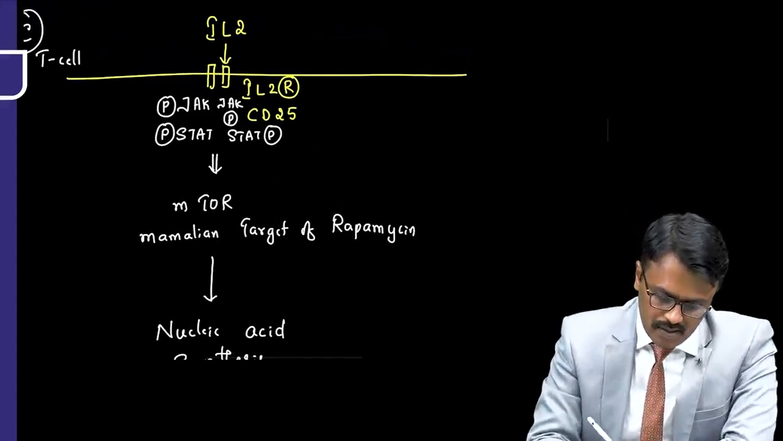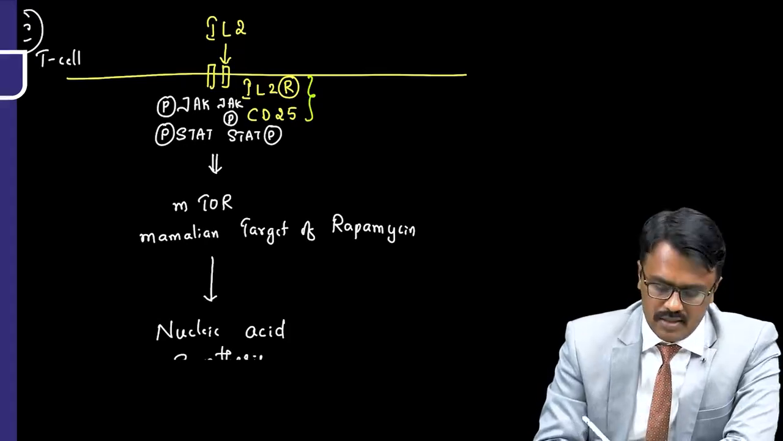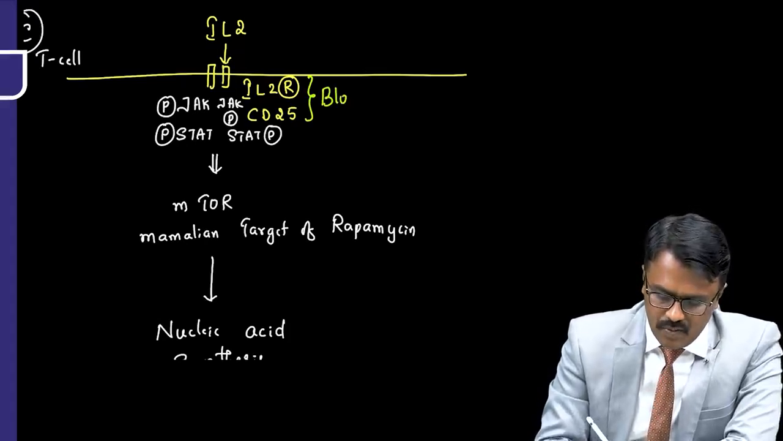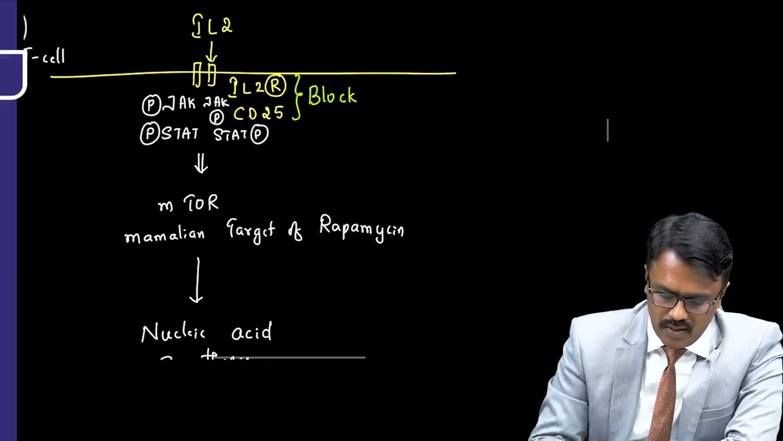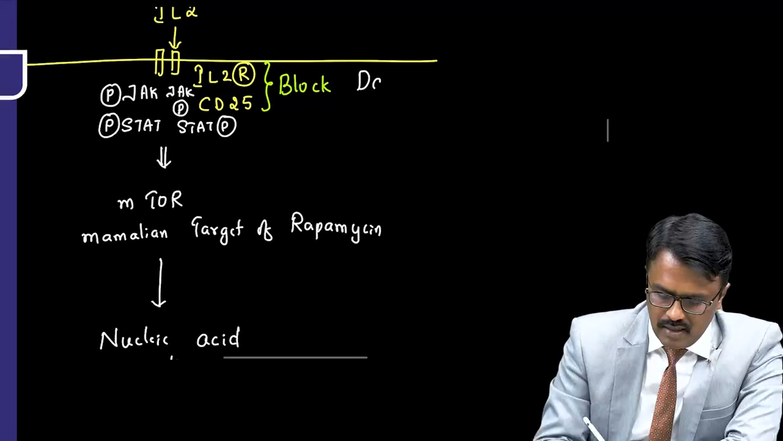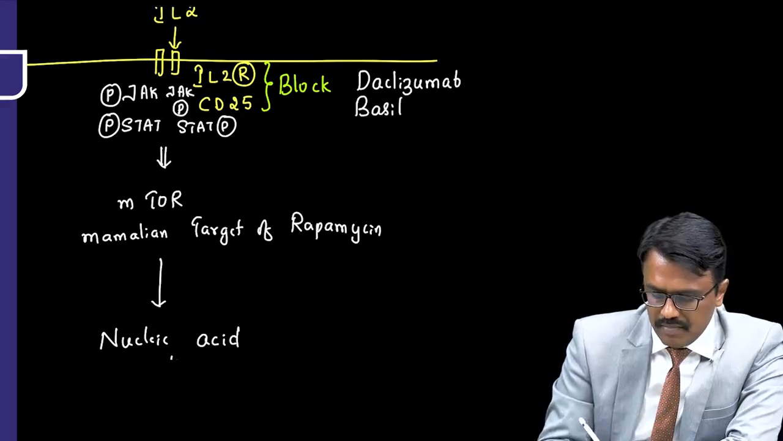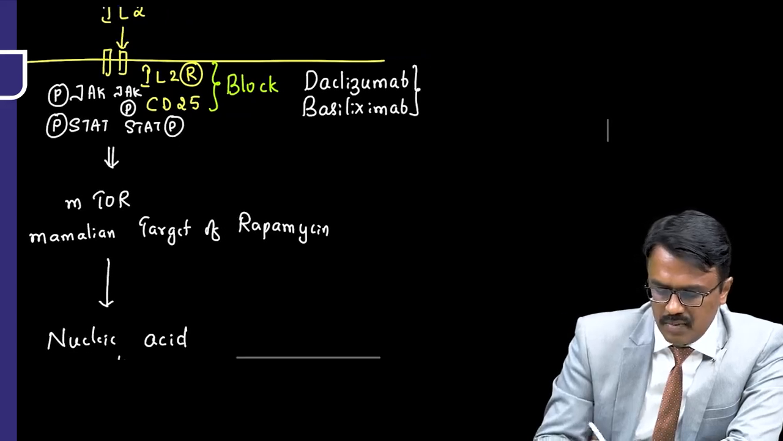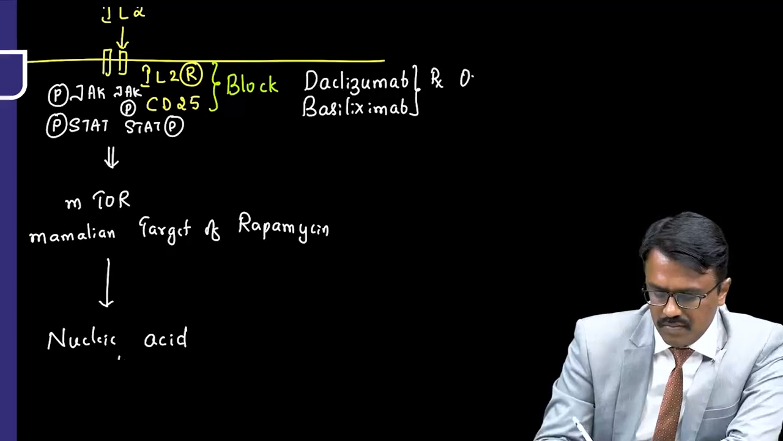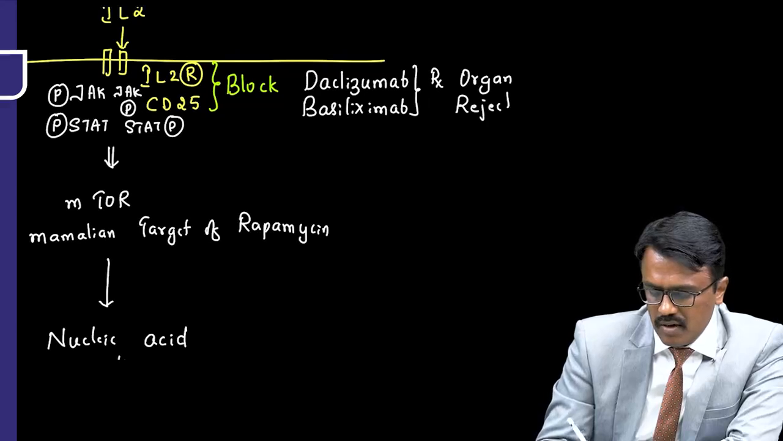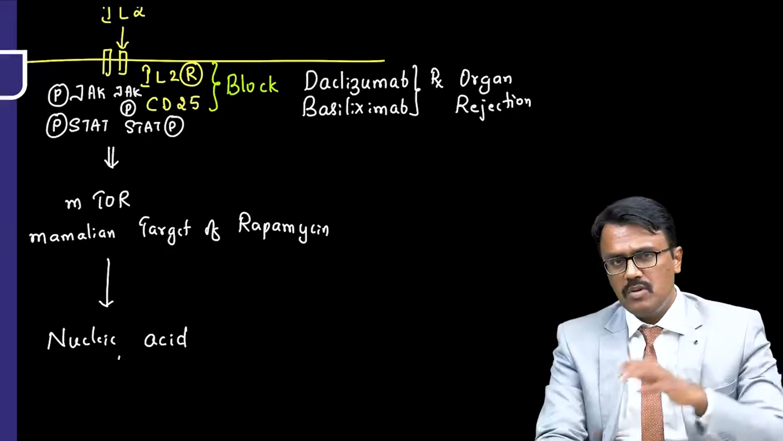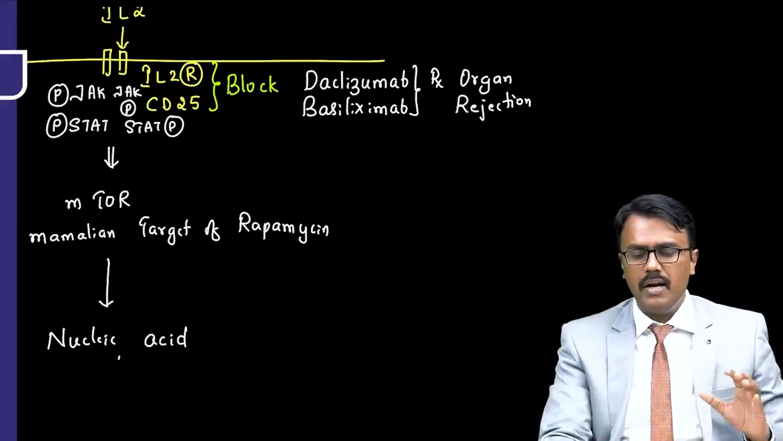Now we can block the interleukin 2 receptor or CD25. Now what is the drug which blocks this? They are called daclizumab or basiliximab. These are used in treatment of organ rejection. Whenever there is organ transplantation, there is organ rejection. To manage that, we use monoclonal antibodies called daclizumab and basiliximab.